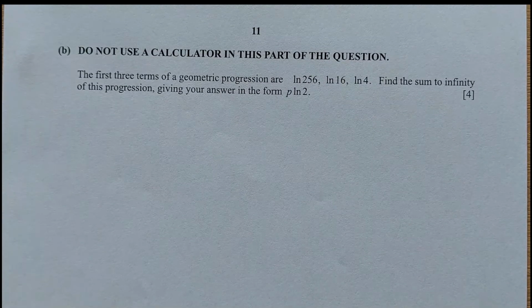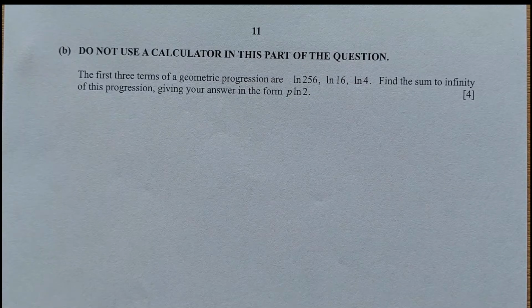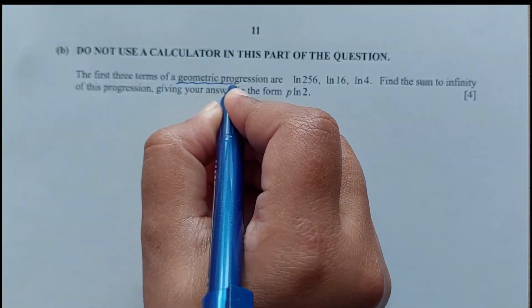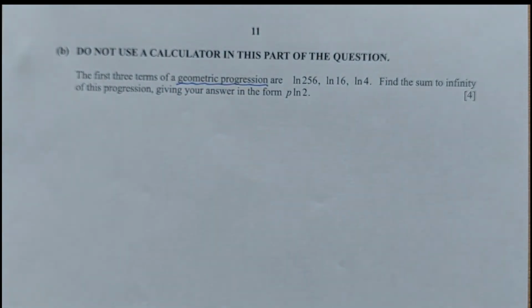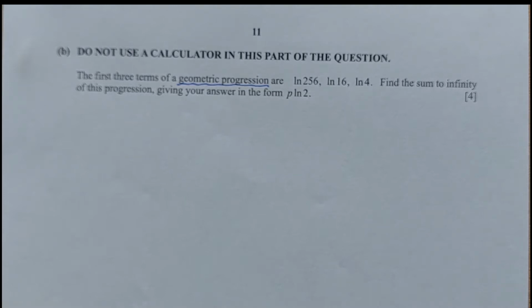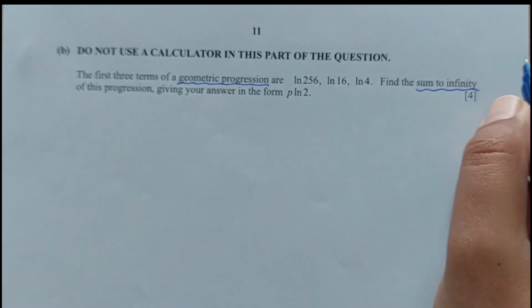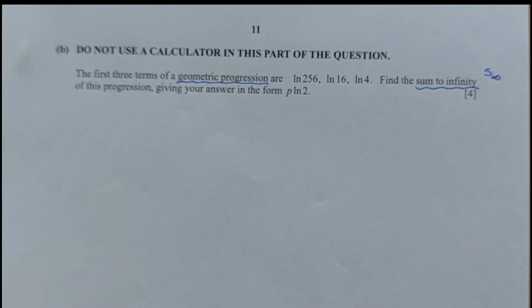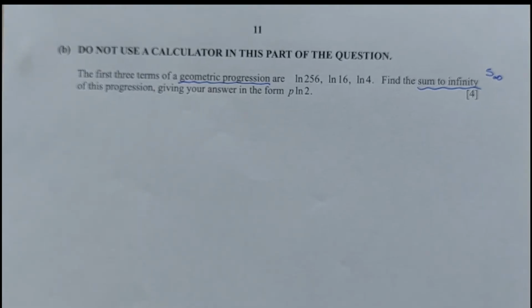Okay, part B, do not use a calculator in this part of the question. The first three terms of a geometric progression are natural log of 256, natural log 16, and natural log 4. Find the sum to infinity. S infinity, basically, we need to find of this progression. Give your answer in the form of p ln 2.